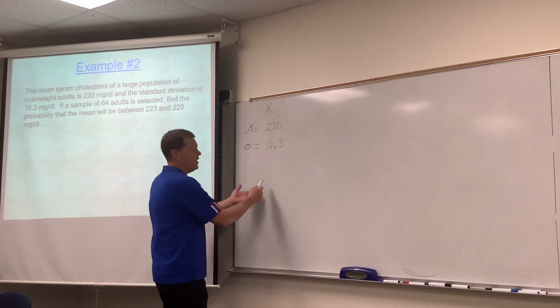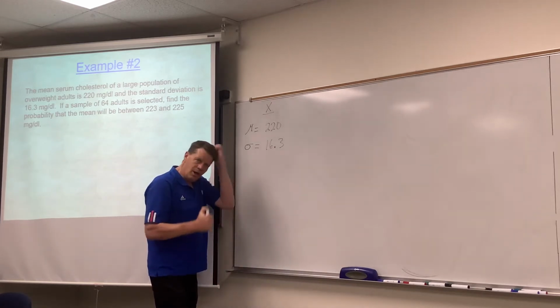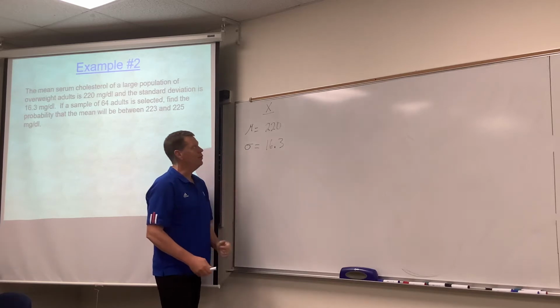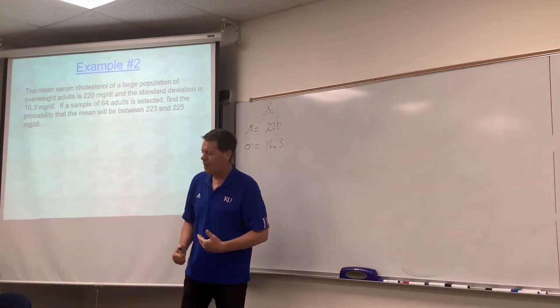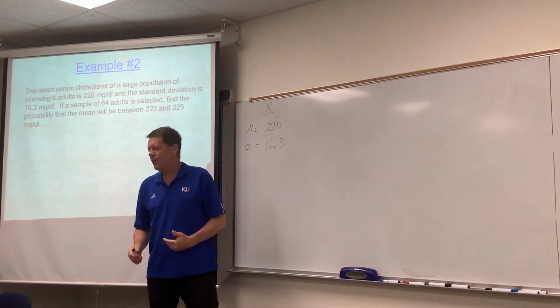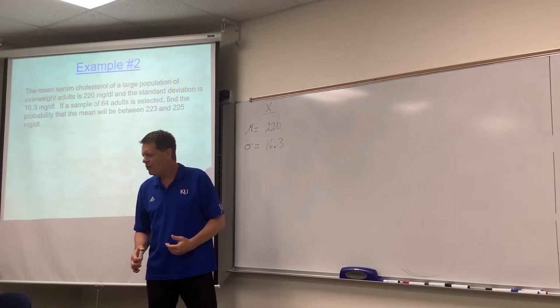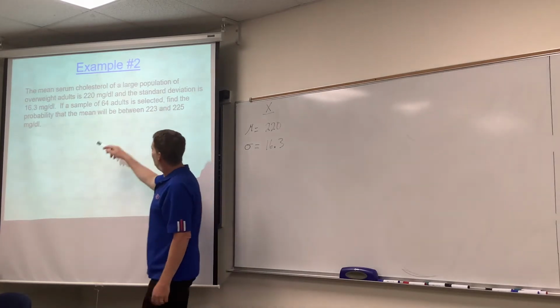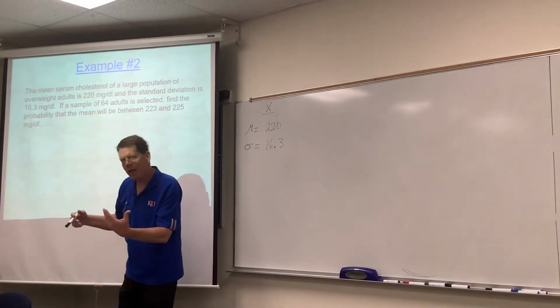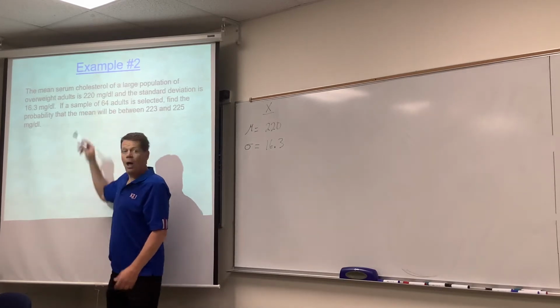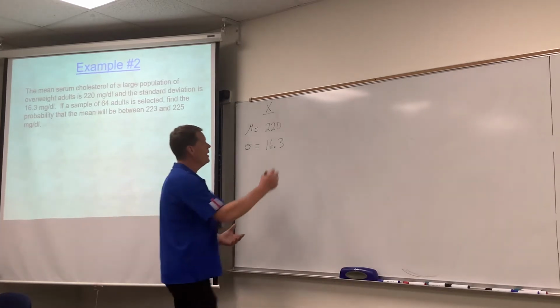Oh no, it doesn't say anything about being normally distributed. Oh no. What are we going to do? But here's where it's really important to keep reading. It says we have a sample of 64 adults. A sample. And then it goes on to say, find the probability that the mean of what? The mean of that sample, the mean of a sample, that's called X bar.